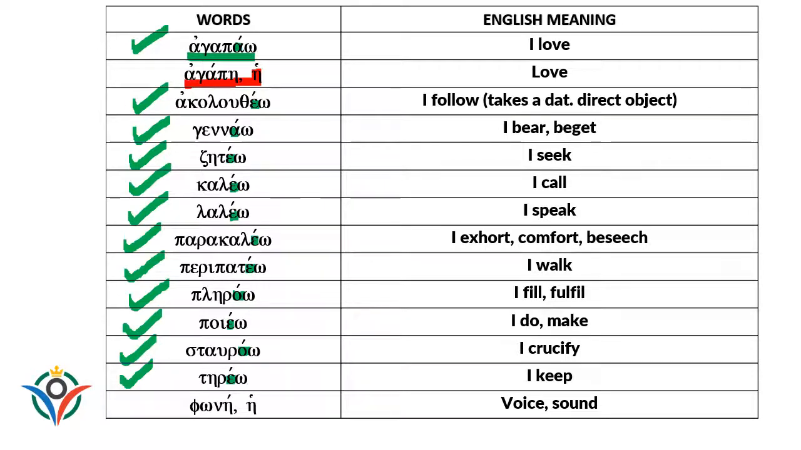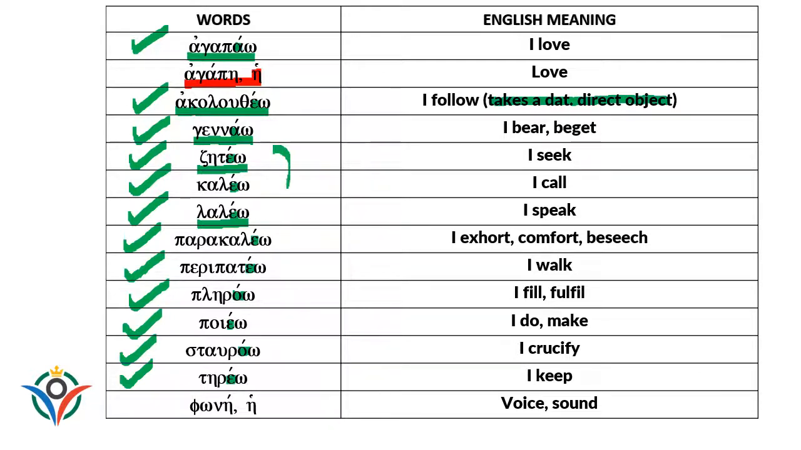Next we have akoloutheo, which means I follow, and it takes, pay attention to this, a dative direct object. Next we have genao, it means I bear or beget. Then we have zeteo, means I seek. Next we have kaleo, I call. Then we have laleo, means I speak.